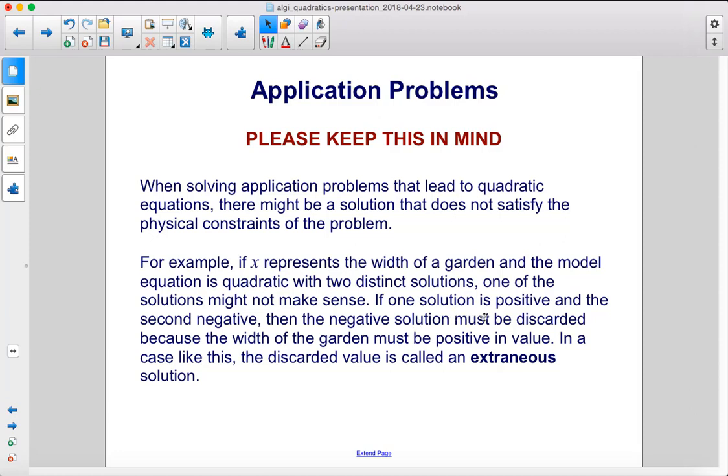If one solution is positive and the second is negative, then the negative solution must be discarded because the width of the garden must be positive in value. In a case like this, the discarded value is called an extraneous solution.